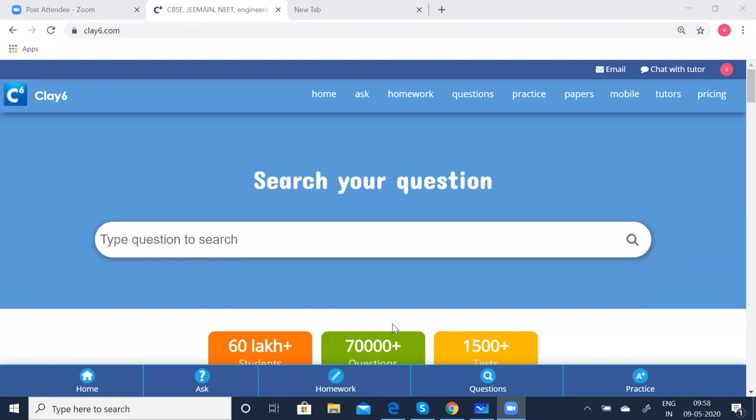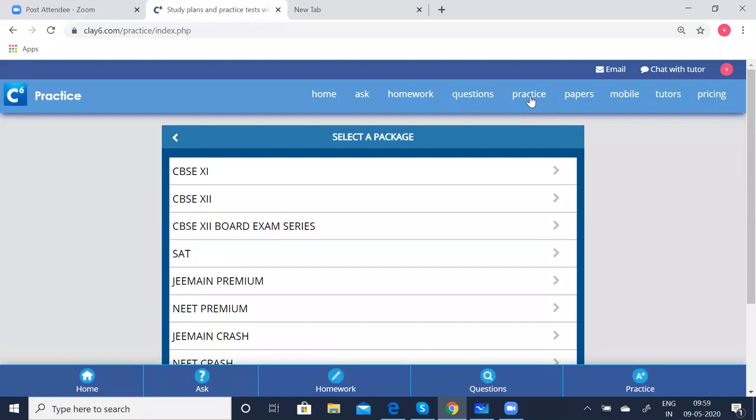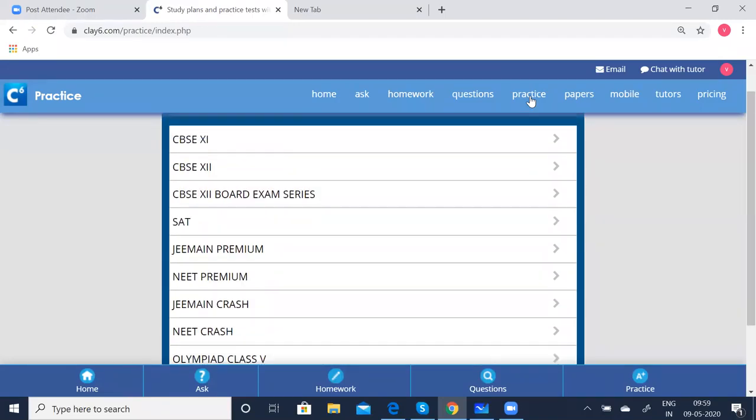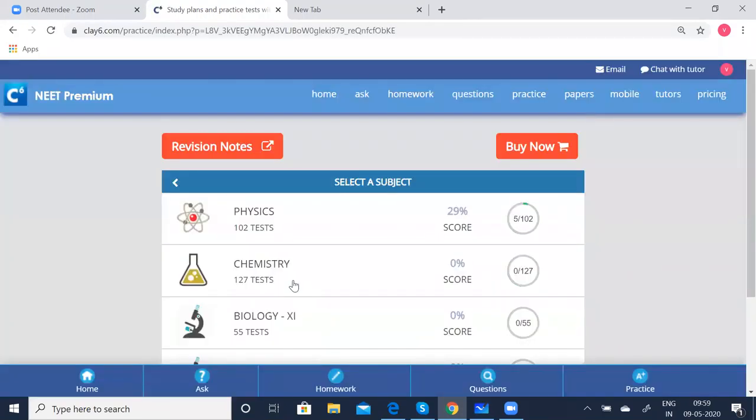Briefly, I'll run through how to access the revision notes and the test in Clay6 website. First of all, what you need to do is to go to the clay6.com website. Okay, so there you go and click on this practice. Okay, now choose your package. See, you have all the tests here. Now go to the NEET Premium tests.